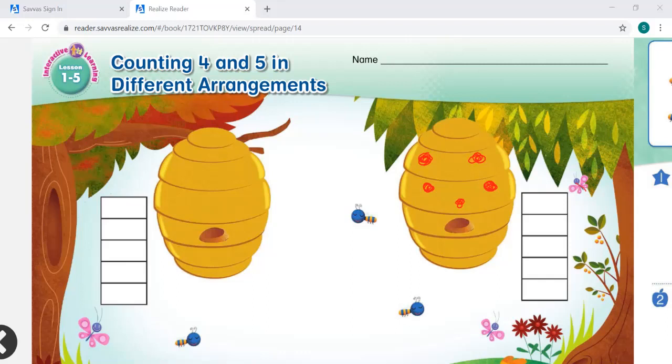Now we're going to look at these boxes or rectangles. How many of these rectangles are we going to color in to show how many bees are in this hive? We will color in 5. Good job, because we had 5 counters to show that there were 5 bees. All right, good job, boys and girls. Let's turn the page.